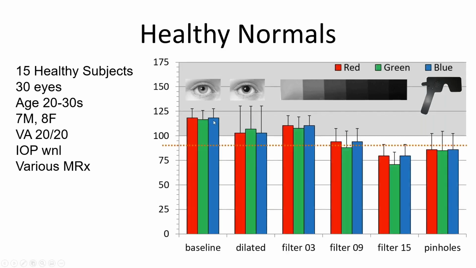And what we found was that, of course, with the neutral density filters, the sensitivity goes down for each of the different wavelengths. But the most important thing that we found was that we can't really reliably perform this test with dilation, and we can't reliably perform this test with pinholes because the error bars increase in size and the sensitivity goes down. So the results aren't always consistent like they are in the non-mydriatic, undilated native state. So this told me as a retina specialist that if I'm going to evaluate someone's color vision, I can't do it when they're in their dilated state, which is usually how I see them.